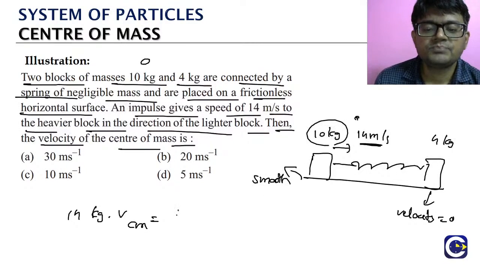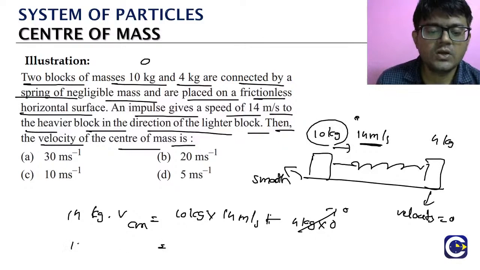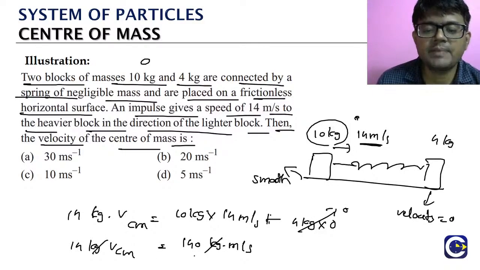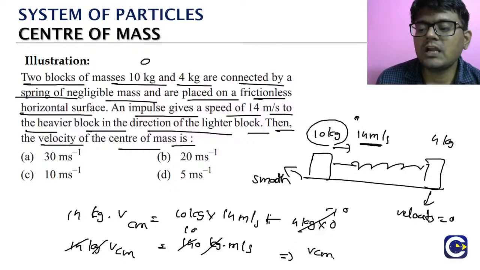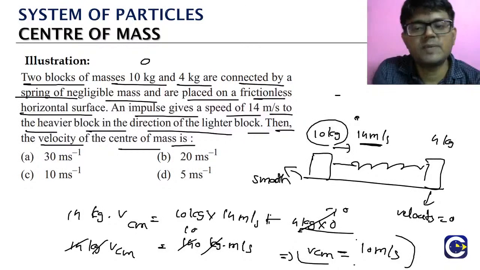Okay va? 14 kg into velocity of center of mass is equal to what? m1 v1, 10 kg into 14 meter per second, plus m2 v2, 4 kg into 0, that's 0 add. So what is it? 14 kg into velocity of center of mass is equal to 140 kg meter per second. Kg cancel add. 14 ones are 14 tens. So center of mass velocity 10 meters per second.